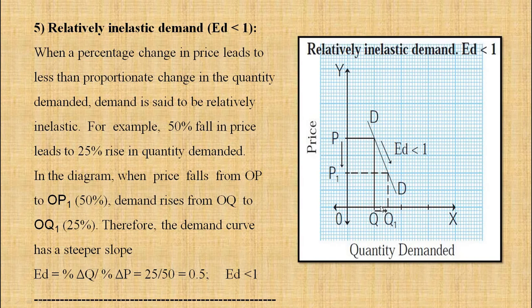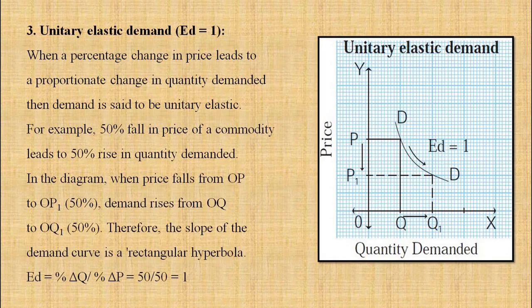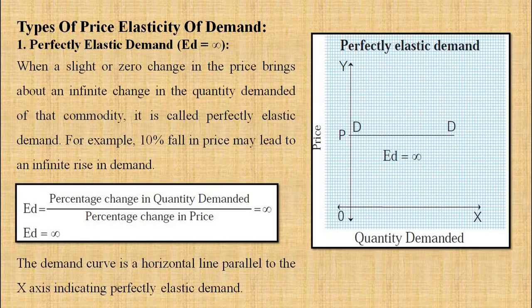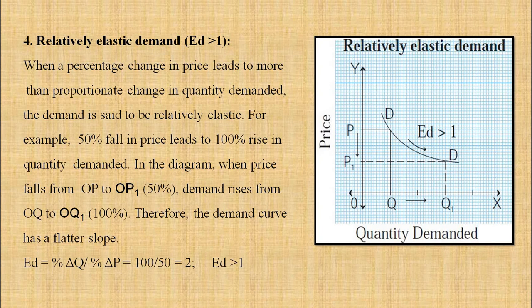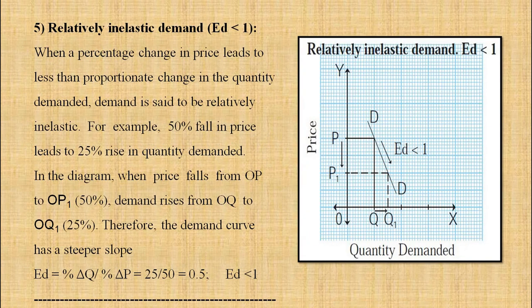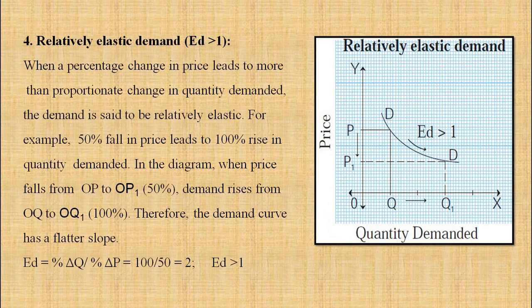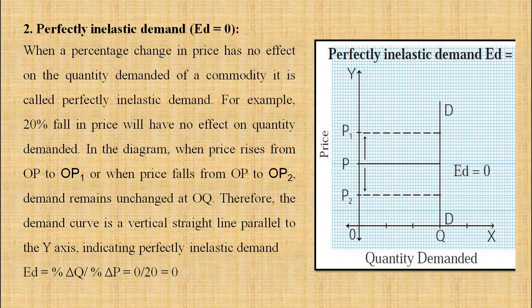So these are the 5 types of price elasticity of demand. The question can be, explain the various types of price elasticity of demand. So all the 5 types with diagram you have to explain: perfectly elastic demand, perfectly inelastic demand, then unitary elastic demand, relatively elastic demand, and relatively inelastic demand. All the 5 you have to give in your answer with diagram.